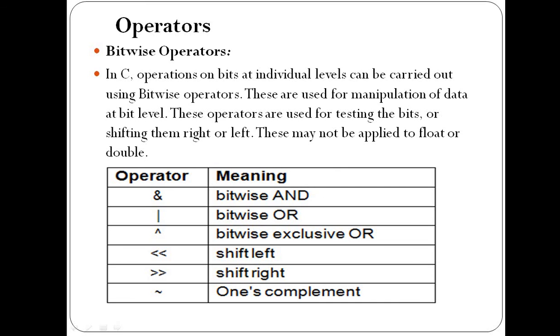Basically, for performing operations on a bit value, C provides a special category of operators called bitwise operators, and they are used to shift the bits from left to right or right to left, and it is testing only the bits value, not the bytes value. So what operators come under this? Bitwise AND, bitwise OR, bitwise exclusive OR, shift left, shift right and ones complement. So basically these operators come under bitwise operators.